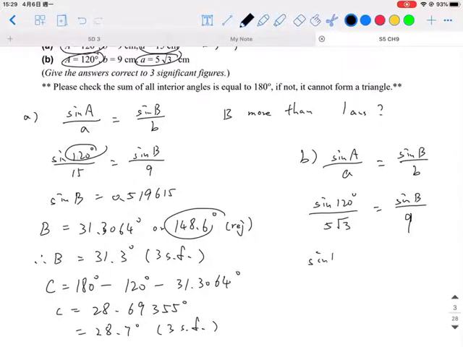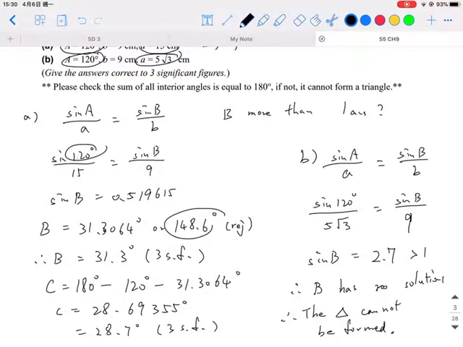And after that, you can find that sine B, the value of the sine function, is equal to 2.7, which is greater than 1. Therefore, B has no solution. Therefore, the triangle cannot be formed. So that's the end of the question.